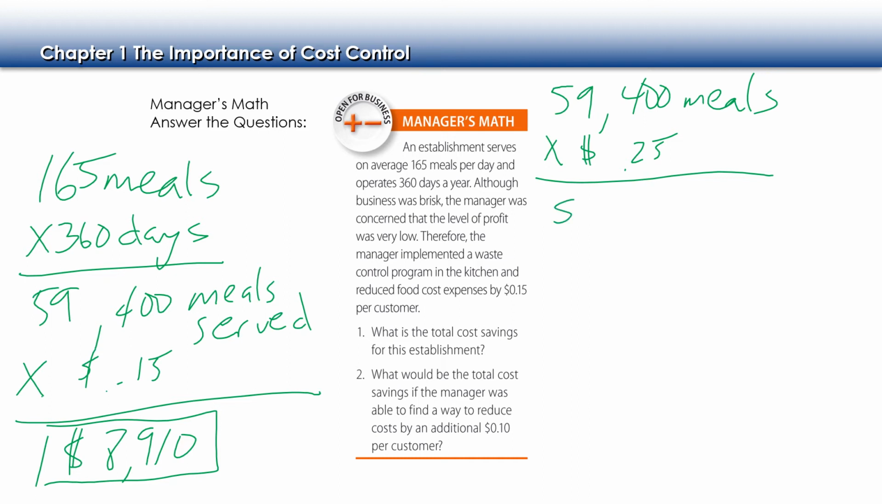That gives us a total savings of $14,850. That is a significant savings if we can decrease the cost by 25 cents. Now, does that mean we want to decrease the cost just for the sake of decreasing the cost? Absolutely not. We want to make sure that the quality is still going to be there, so that the people and our guests will still purchase those particular meals, those particular items.